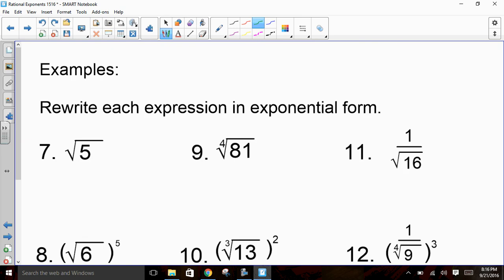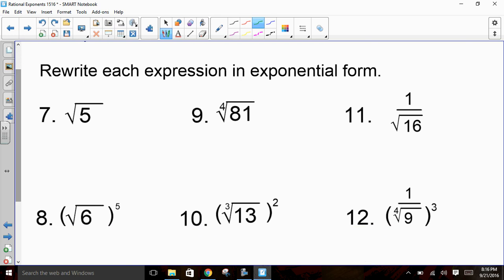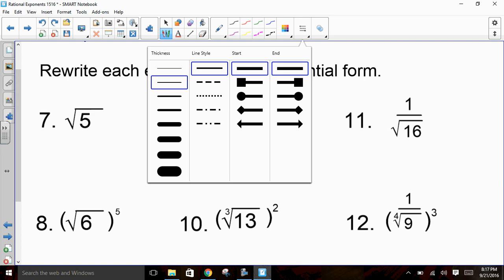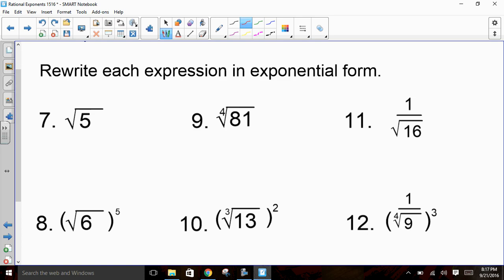Next, what we're going to do is we're going to go backwards. So we're going to take it as a radical form and rewrite it with an exponent. So, that's not what I want to do.